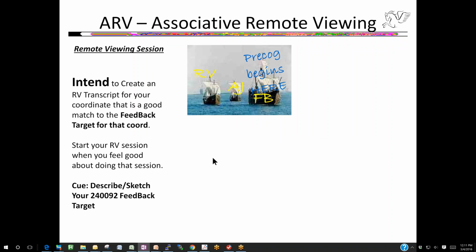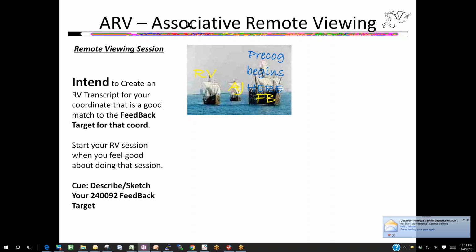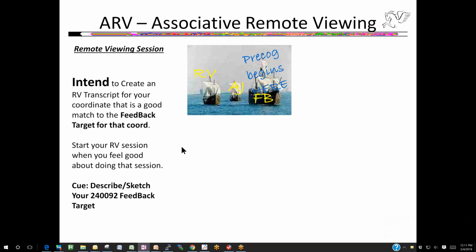Now here, again, we're putting in the next level of detail, but as you'll see, it comes down to this simple connection between the remote viewing and the feedback. With the remote viewing, you intend, and this is a key word, you intend to create an RV transcript for your coordinate that's a good match to the feedback target for that coordinate. The feedback target is your truth point. It will be associated with one of the two outcomes, the correct outcome. So you're always going to see the correct feedback target that's associated with the actualized outcome.